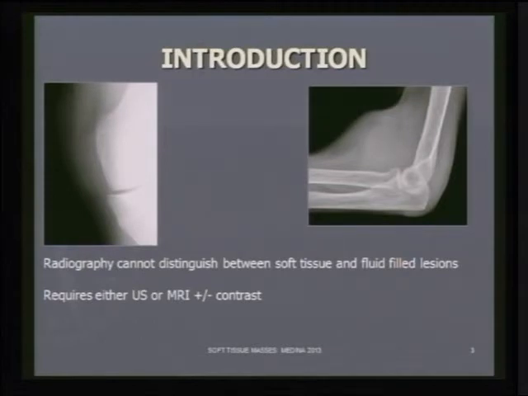So if we look at these two cases, we have a mass adjacent to the medial side of the knee, and also one in the antecubital fossa. And based purely on the plain radiographs, we cannot differentiate whether these are fluid-containing lesions or soft tissue-containing lesions. And this requires either ultrasound or MRI, possibly with contrast, to make this differentiation.